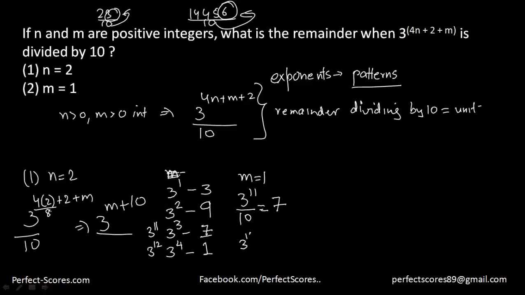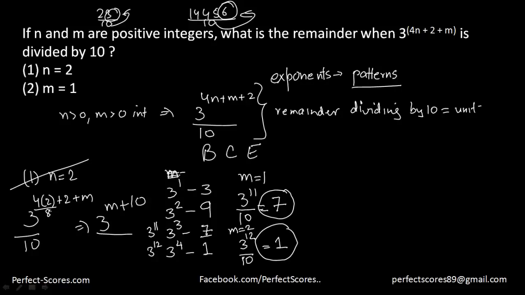Similarly, if I plug in m equal to 2, then I'm going to have 3 to the power 12 divided by 7, and the remainder is going to be equal to 1. Since I'm going to have different values of remainders, that means the first statement is insufficient. I'm down to answer options B, C, or E.